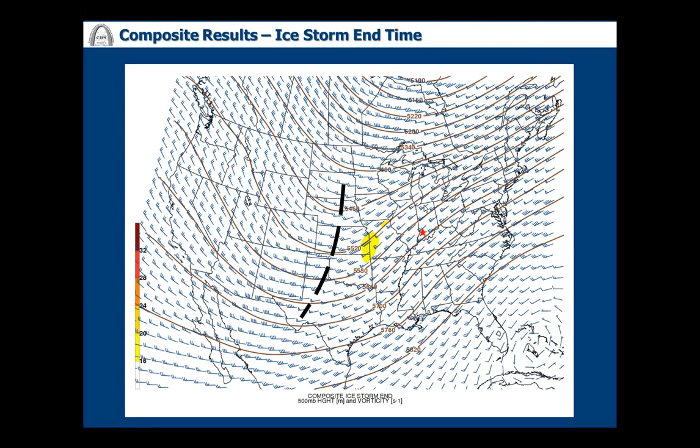By the end time, you can see the main trough is now kicked out into the central plains and is moving off to the east, and that's probably why the cyclogenesis is starting to take place here across the mid-south. You see that low pressure that began to develop along the frontal boundary there as things kick off to the east.